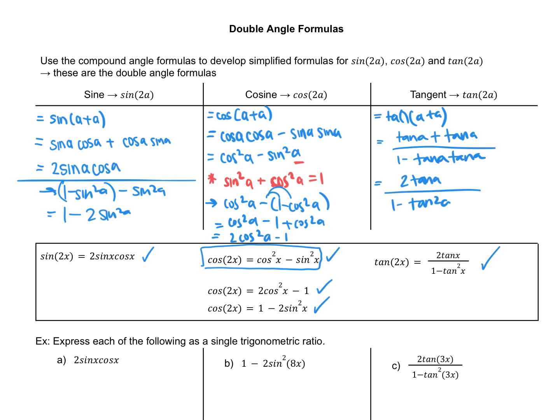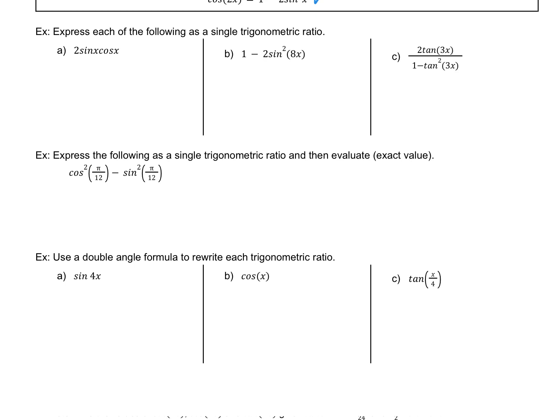So now let's try using these double angle formulas for some questions. All right, we're going to express each of the following as a single trig ratio, and it's going to involve us looking at each expression and determining which double angle formula it represents. So for A, we see 2 times sine x times cos x. Well, that's our sine double angle formula. So this is just equal to sine of 2x.